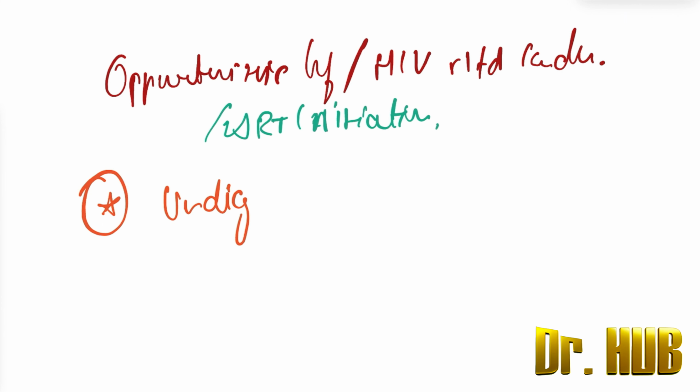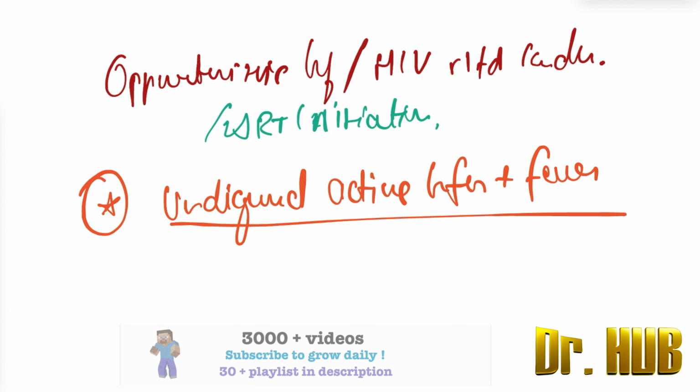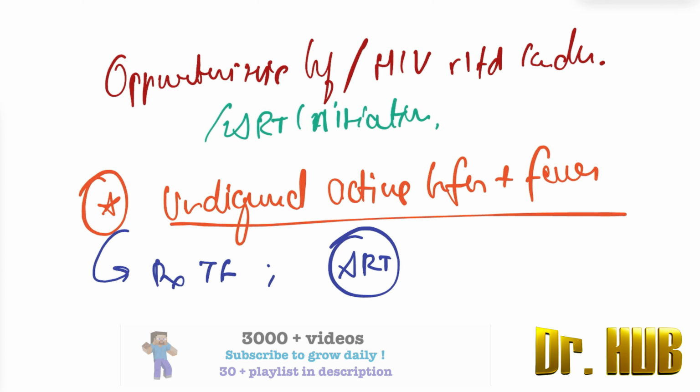So undiagnosed active infection, and this is in case of fever. So this is the condition. Now what is the action here? The action is first to diagnose and treat. So you diagnose, then you treat, and what do you start with? You start with the ART, antiretroviral therapy. So this is given when it is stable.